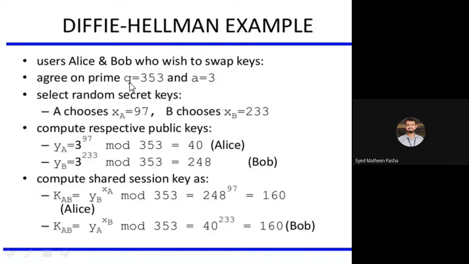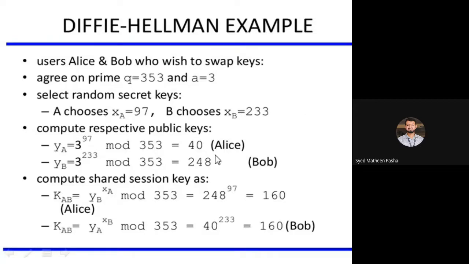Now you have to select two random keys basically. As per the Diffie Hellman technique, I will select XA as well as XB. So what is the condition here? Both should be lesser than Q. So you can see the condition: 97 is lesser than 353, 233 is lesser than 353. So now I have chosen two secret keys, XA as well as XB. Now I know XA and XB.